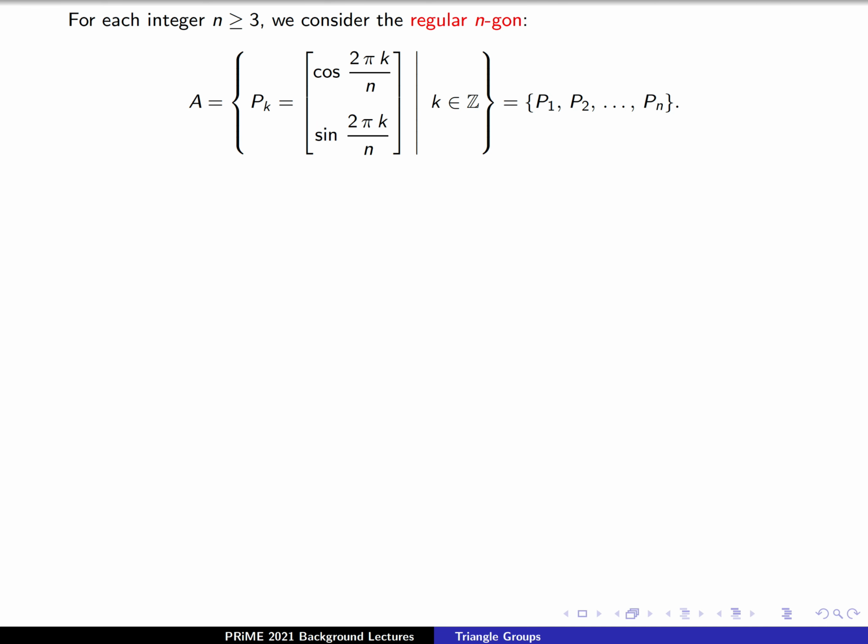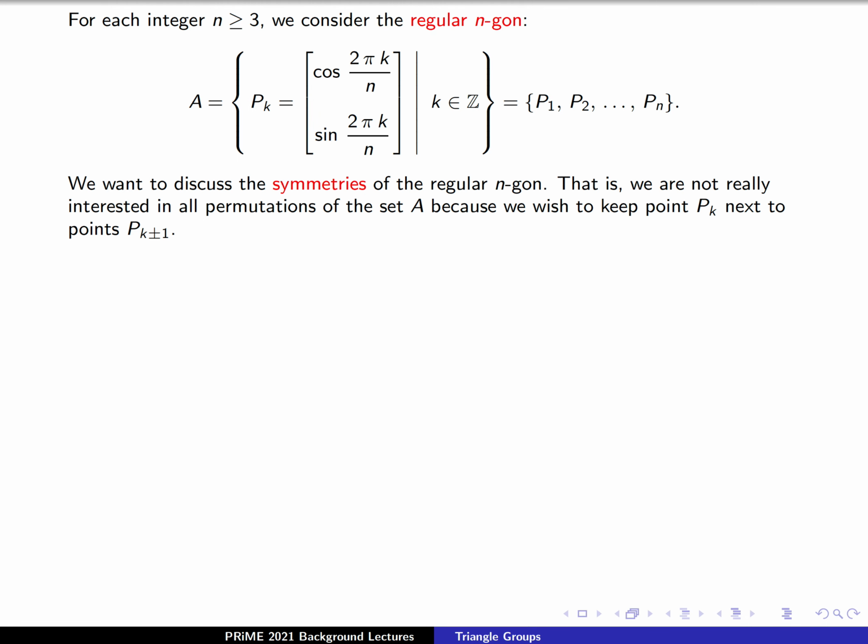In this case, let's denote the vertices as p sub k, where the p sub k's will lie equidistant along the unit circle. We can simply express this in terms of cosines and sines, as you see here on your screen. We're actually interested in the symmetries of the regular n-gon. That is, we're not really interested in all permutations of this set because we wish to keep the point p sub k next to the points p sub k plus 1 and p sub k minus 1.